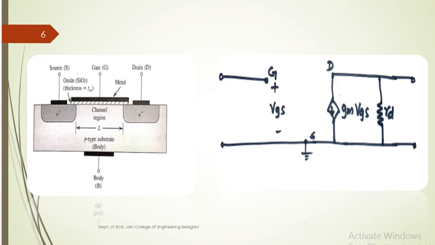Then there is no connection shown between gate and drain, gate and source. That indicates that they are separated by an insulator, or very high input impedance. And in parallel with gm VGS, we are showing RD, a very high resistance value. So this represents a small signal AC equivalent model of the NMOS transistor.